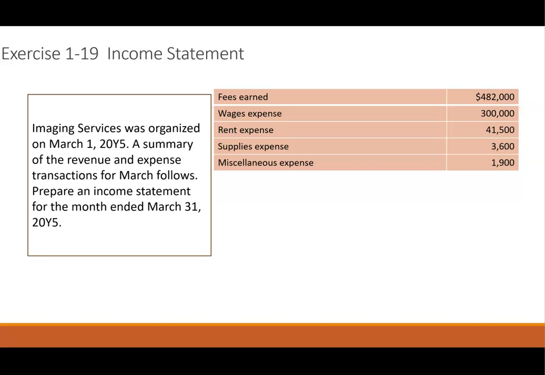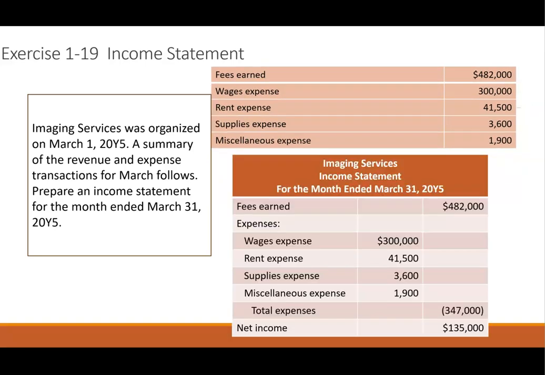So here we've got Imaging Services, which was organized on March 1st, 2025, and a summary of the revenue and expense transactions for March follows. Make an income statement. Remember, an income statement is revenues minus expenses. So we show our fees earned and our expenses, which give us a net income here of $135,000.